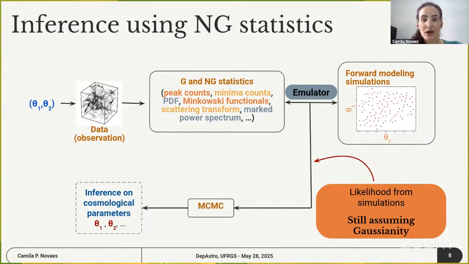But the problem here is that, in general, you are not able to model these non-Gaussian statistics theoretically. So you don't have an analytical expression for the likelihood, for example. So people usually use an emulator. You can produce many simulations for different values of your cosmological parameters, here represented by theta 1 and 2, so that you can emulate how your non-Gaussian statistics would behave when you change the cosmological parameters.